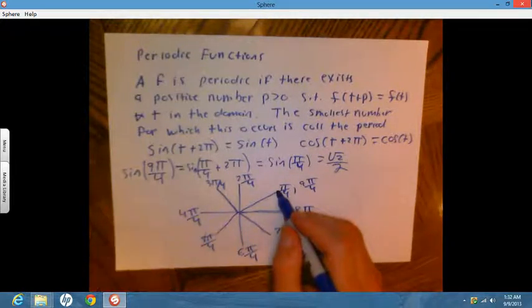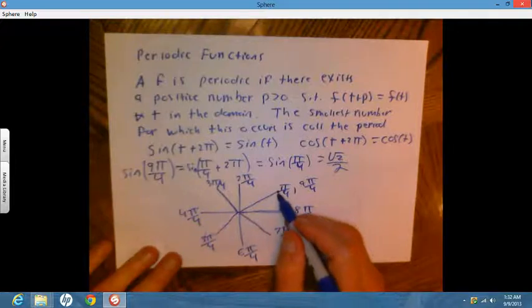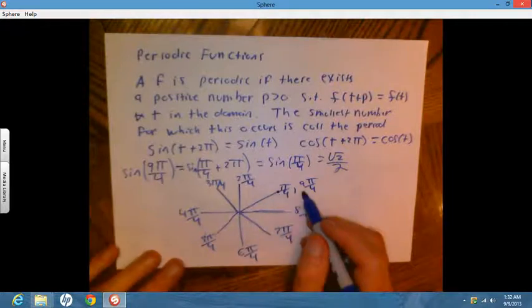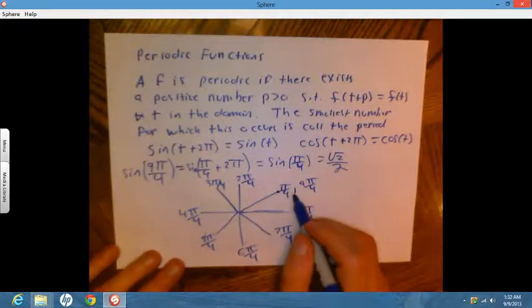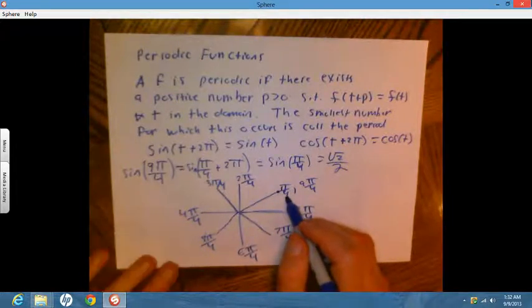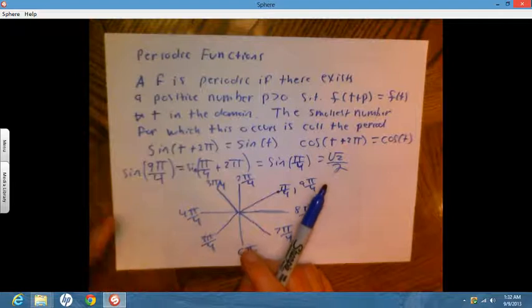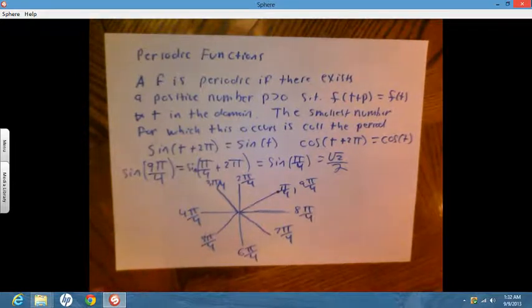So we can't have a different value for pi over 4 and 9 pi over 4 because they both have the same terminal side. And if you remember, that's what determines the value of the trig function. So if that made sense, then that should make it clear that it has to be 2 pi periodic. Okay?